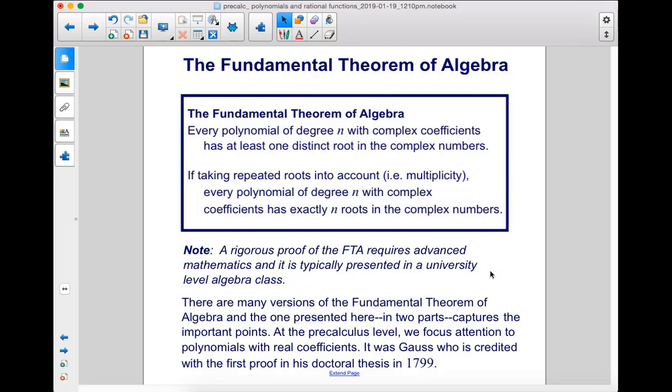Note, a rigorous proof of the FTA requires advanced mathematics, and it is typically presented in a university-level algebra class. There are many versions of the fundamental theorem of algebra, and the one presented here in 2 parts captures the important points. At the pre-calculus level, we focus attention on polynomials with real coefficients. It was Gauss who was credited with the first proof in his doctoral thesis in 1799.